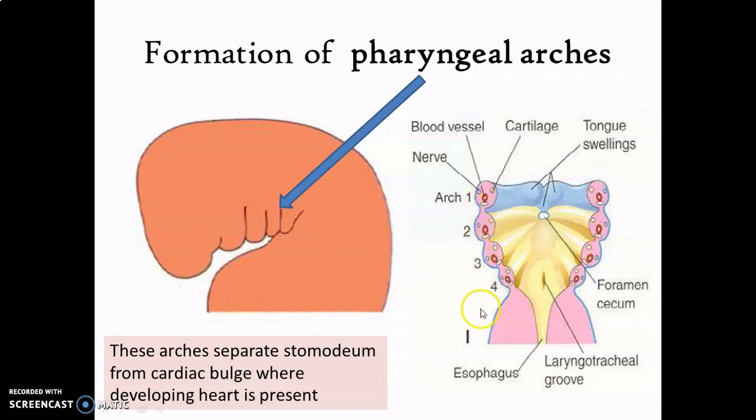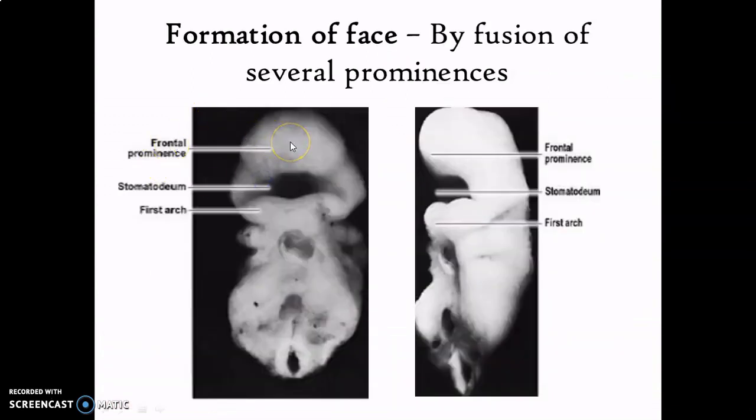There are totally 6 such cylindrical thickenings initially, but the 5th and 6th arches are transient in humans. They are not seen later. So that's why here arches 1 to 4 are shown in this diagram. The first pharyngeal arch is known as the mandibular arch and the second one as the hyoid arch. You can see all 4 pharyngeal arches in this diagram as well. I am not going into detail of the pharyngeal arches; I am moving directly on to the development of the face.